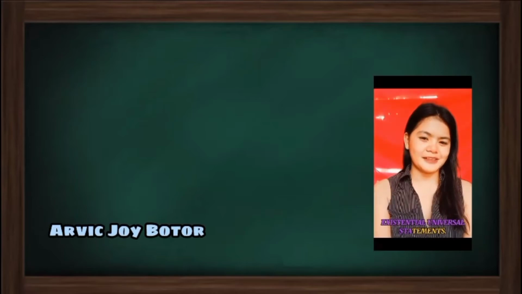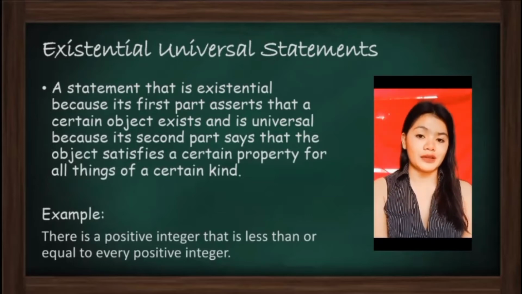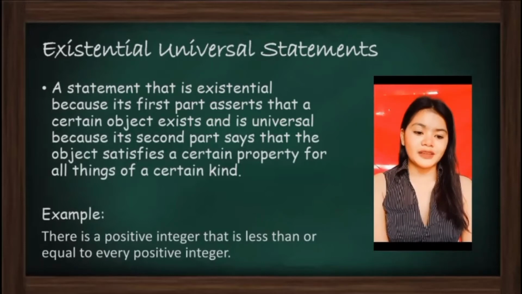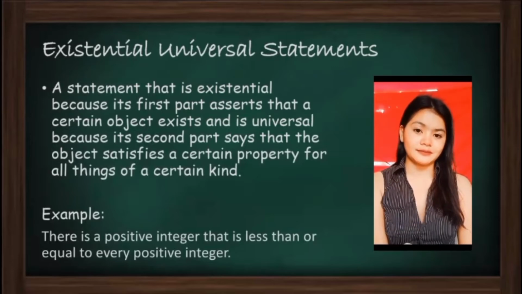Existential universal statement. A statement that is existential because its first part asserts that a certain object exists, and it's universal because its second part says that the object satisfies a certain property for all things of a certain kind. The word assert means state a fact, and certain is specific but not explicitly stated, which means if you're going to rewrite the word in a different way, it is already stated but just in a certain way.